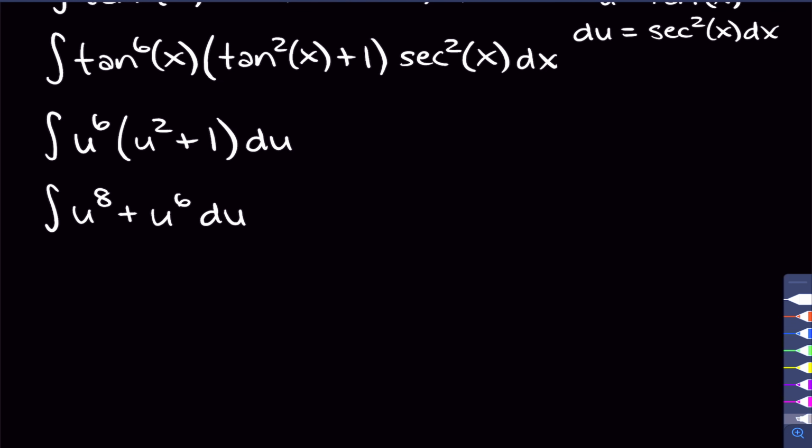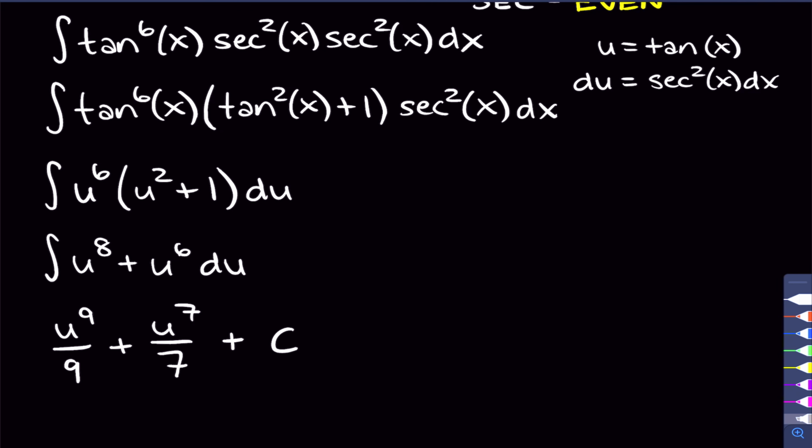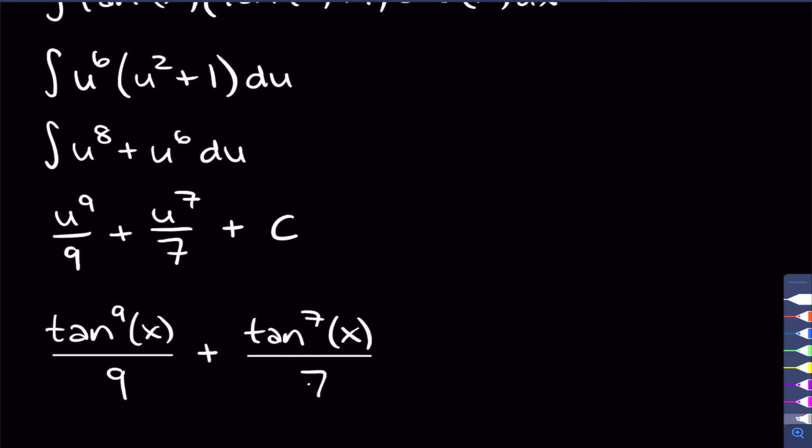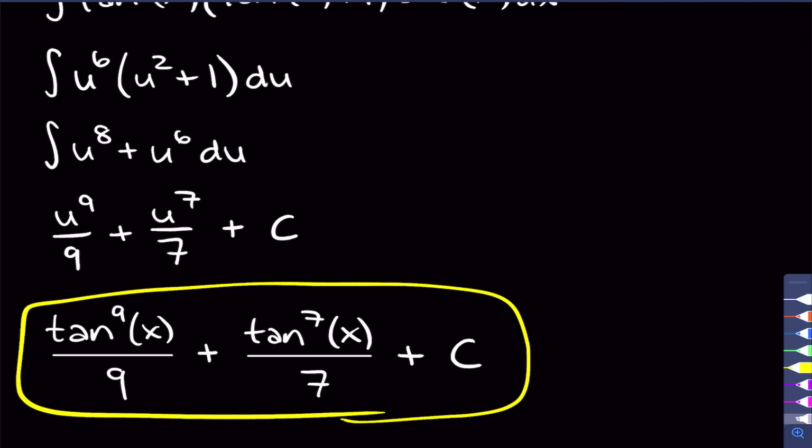So now let's integrate. The integral of u to the 8th is going to be u to the 9th over 9. And the integral of u to the 6th will be u to the 7th over 7. And that will be plus c. But of course, that's not our final answer here. We need to plug in what u is. And remember, u is tangent of x. So plugging that back in, we get tangent to the 9th of x over 9 plus tangent to the 7th of x over 7 plus c. And that's the answer for problem 4.